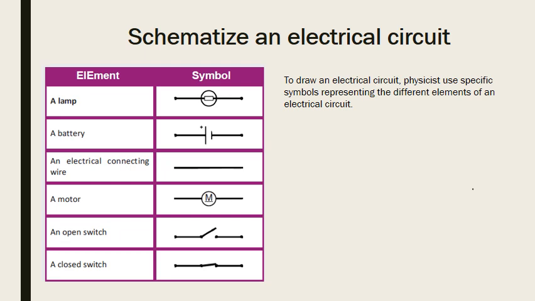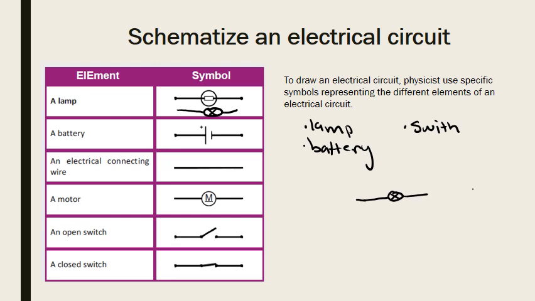So for example, if we're going to draw a circuit which has a lamp, a battery, and a switch, we look at the symbols and we connect them together. For example, a lamp, which can, by the way, be drawn like this. Either way you draw is fine. So we have a lamp, connected to, so between a component and another component, we always put an electrical wire.